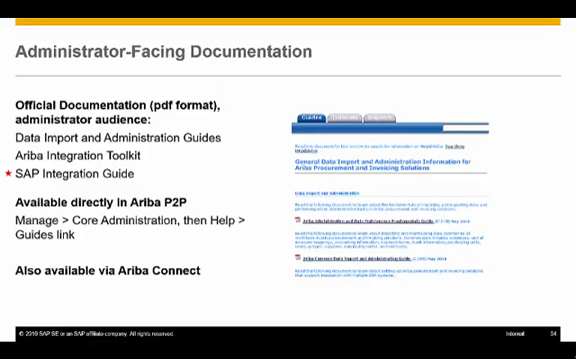Administrator facing documentation. These are official documentation for anyone who is going to be the customer administrator for P2P. The data import admin guides, the Ariba integration toolkit. There is a guide for remote authentication as well. The most important one, if you are an SAP user, is definitely the SAP integration guide. It talks a lot about how you need to install the transports and how you need to configure them or tweak them if needed. But yeah, there is a whole library of documentation for administrator facing roles.